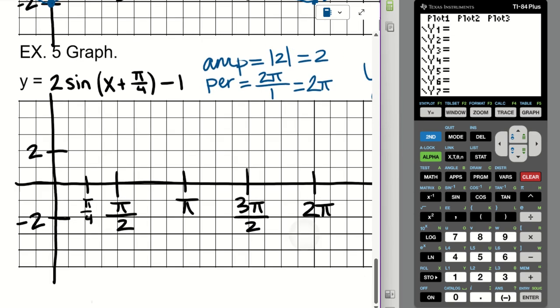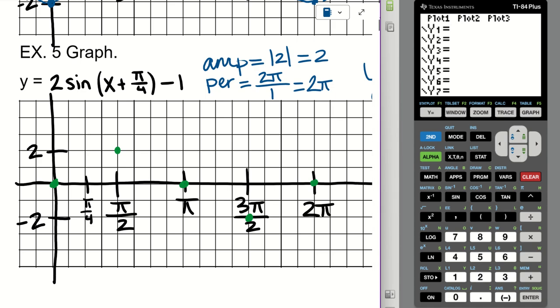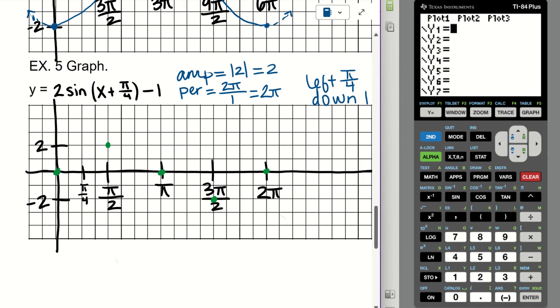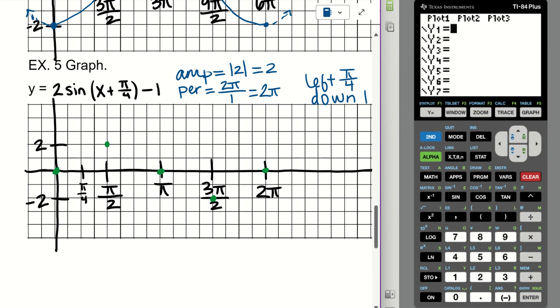But the sine function starts at the origin. It goes up to the amplitude, back to the axis, down to negative 2, back to the axis. This is my basic shape for the sine function, not shifting it. This is just the period and the amplitude. Now we're going to take into consideration the shift that's going to happen.